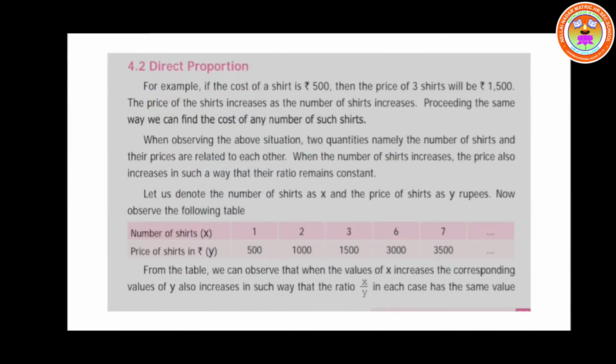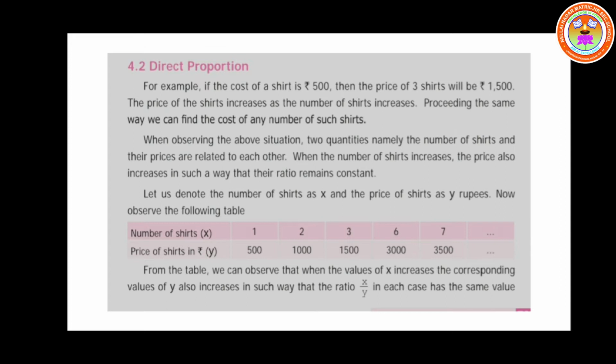Look at that, children. For example, if the cost of a shirt is rupees 500, then the price of 3 shirts will be rupees 1500. The price of the shirt increases as the number of shirts increases. Proceeding the same way, we can find the cost of any number of such shirts. One shirt costs 500, so the 3 shirt cost is 3 into 500, 1500. Here, if the number of shirts increases, then the cost also increases. So this type is called a direct proportion.